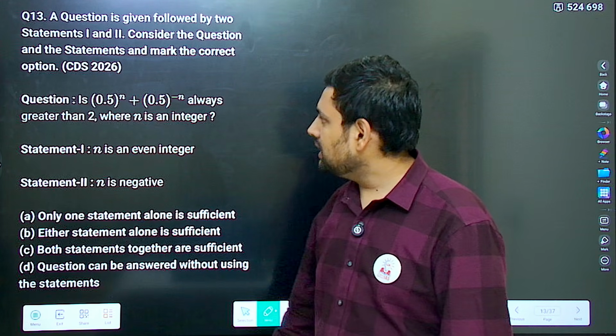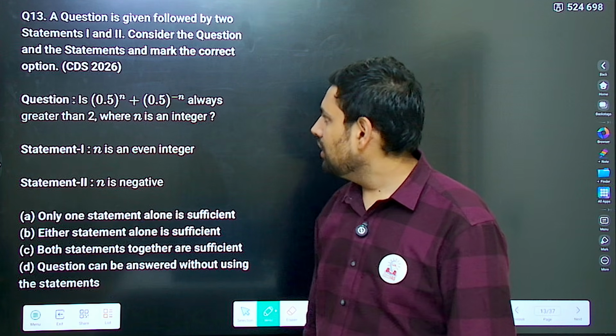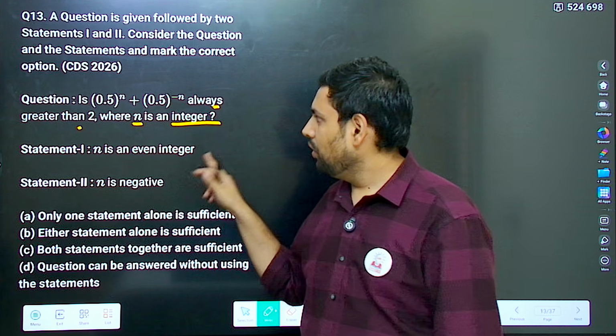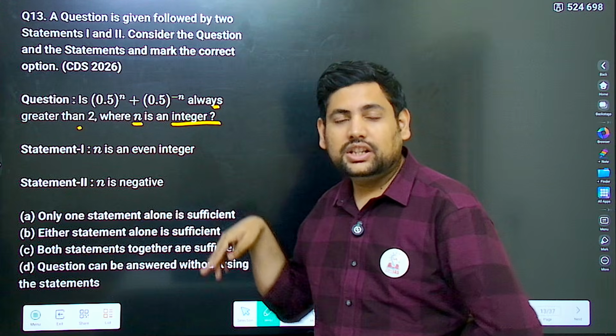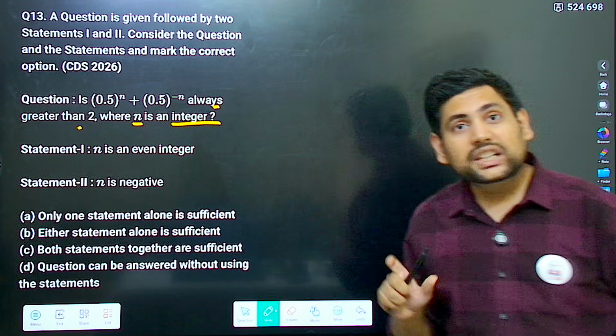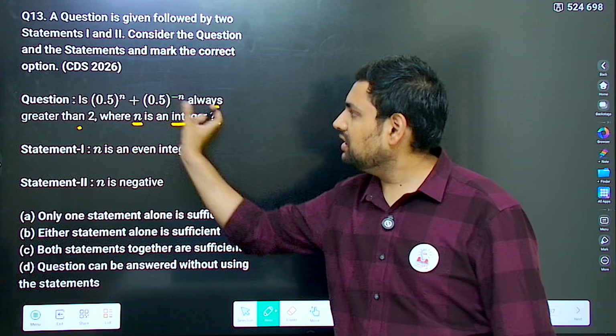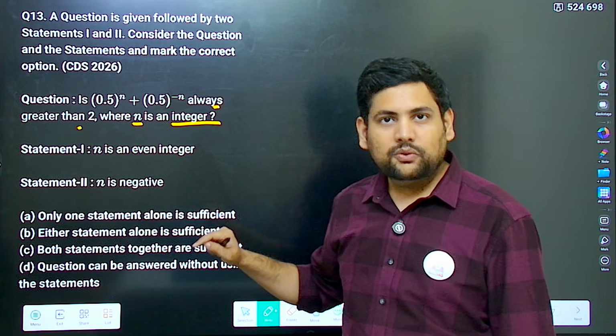0.5 power n plus 0.5 power minus n is always greater than 2, where n is an integer. Now it is asking you this question. If you remember, this is about data sufficiency. Correct? Is this always greater than 2? What should be the answer?